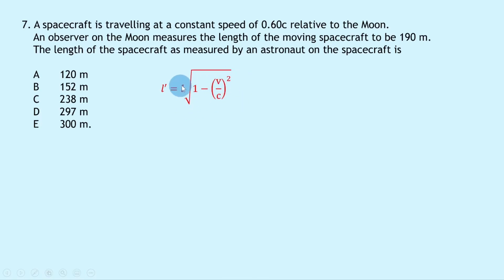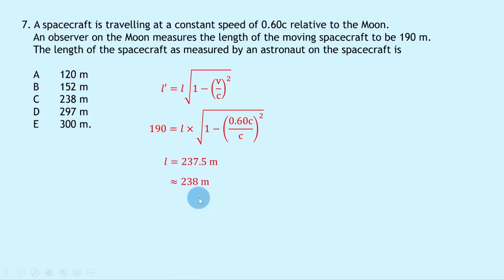And remember, we're trying to find L, so we can sub in the rest of the numbers to get 190 equals L times the square root of 1 minus 0.6c over c squared. And notice how the c values here will cancel out. So we simply need to do 0.6 squared, then 1 minus that answer, then take the square root of that answer, and then to find L we can just do 190 divided by that answer that you'll have in your calculator. So we end up with L equals 237.5 meters, which is approximately equal to 238 meters if we round up, which gives us the option C.